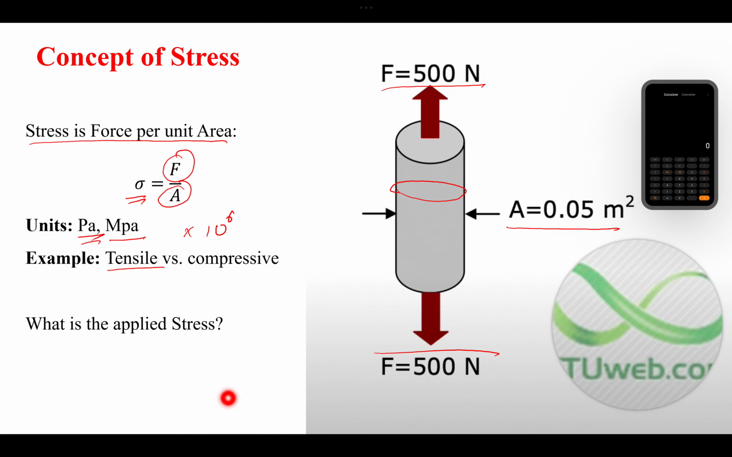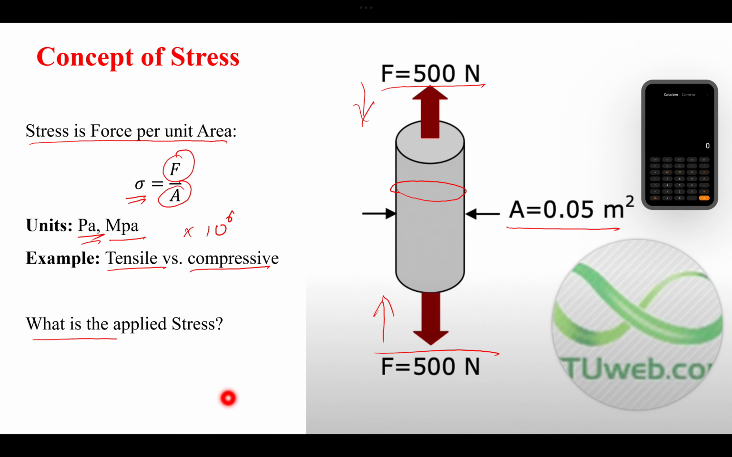Now, for example, we have a tensile stress and compressive stress. Tensile stress is as shown in this example, where forces are trying to pull the body apart. In other words, if the forces are inward and trying to compress the body, that will be our compressive stress.